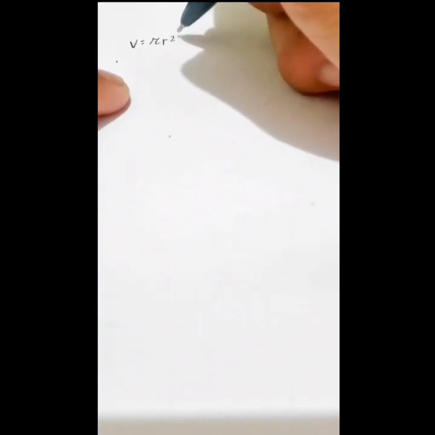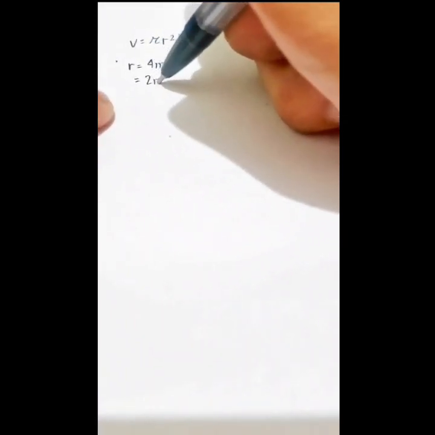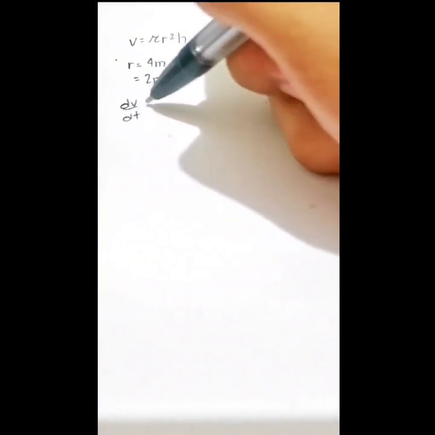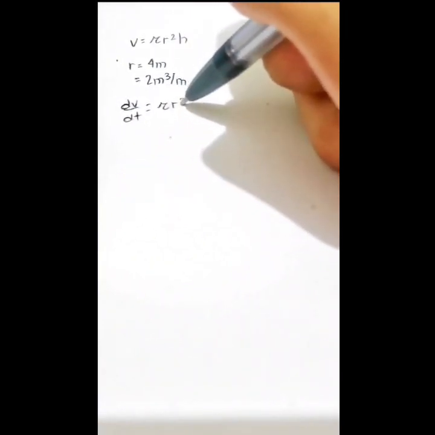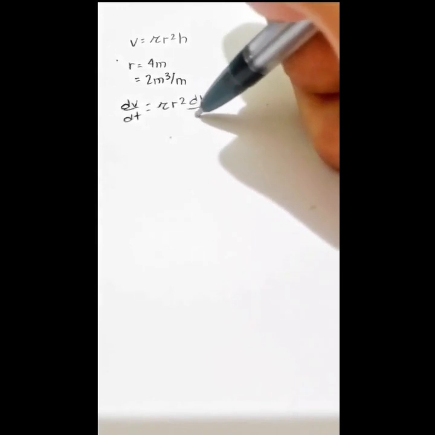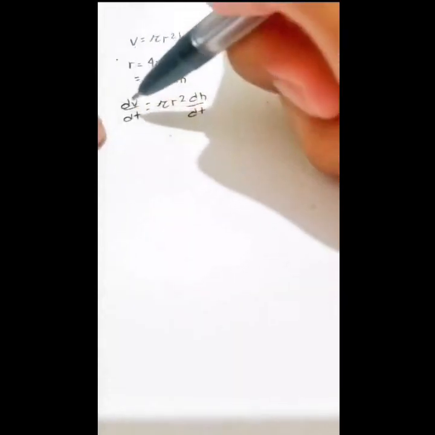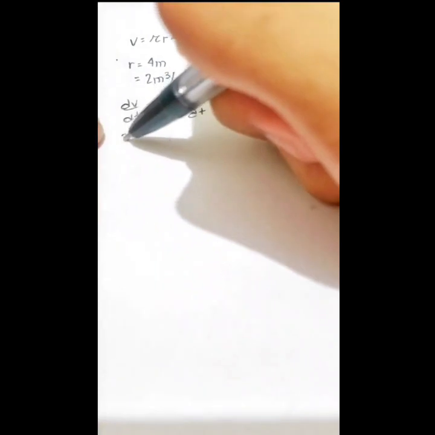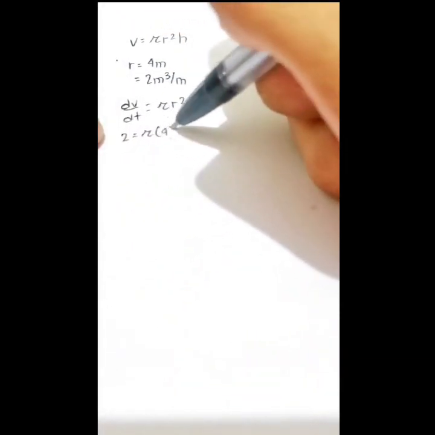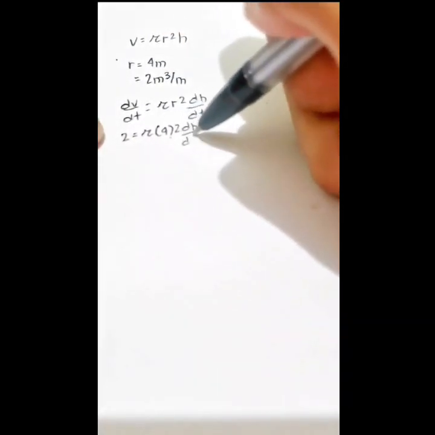First, we start with the formula for the volume of a cylinder, which is V equals pi r squared h. Given that our tank has a radius of 4 meters and water is filling it at a rate of 2 cubic meters per minute. Next, we differentiate the volume equation with respect to time to find the rate of change of height, dh over dt. This gives us dV over dt equals pi r squared dh over dt. Now let's plug in the values and solve for dh over dt.